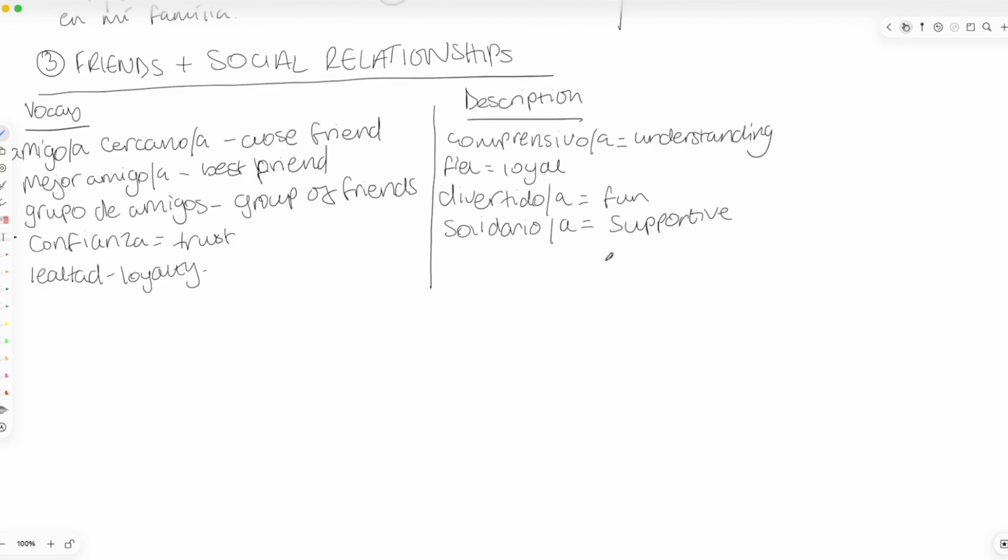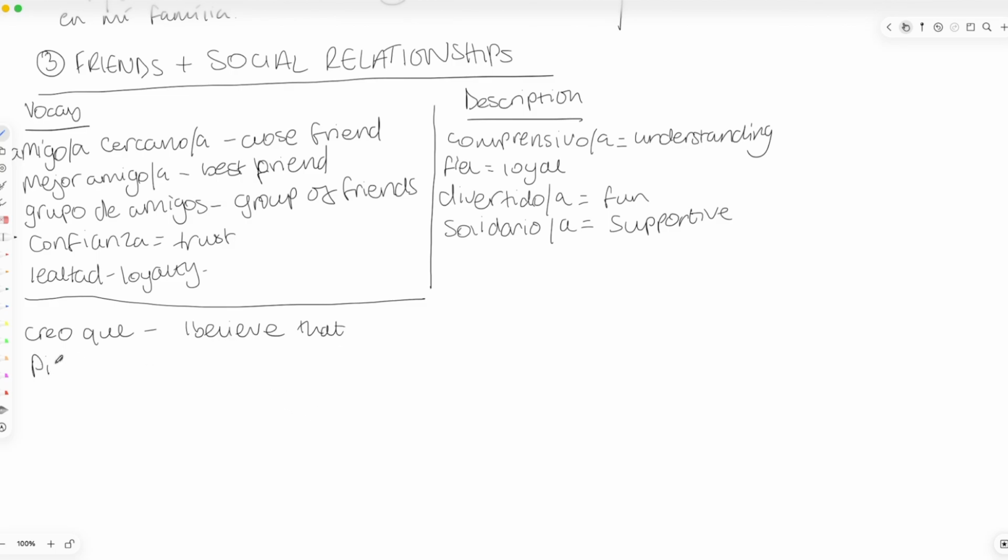Okay. Now, let's talk about opinion phrases. Opinion phrases are important because they are like your bread and butter, the basics of what you need. Okay. We still got a couple of other things to discuss in terms of relationships, and I'm going to pop them down here. So we got creo que, which is I believe, or I believe that.